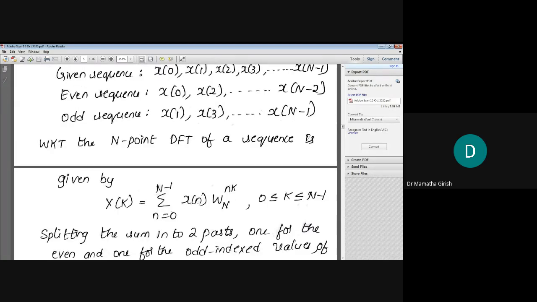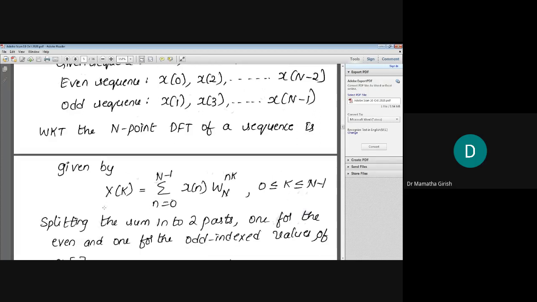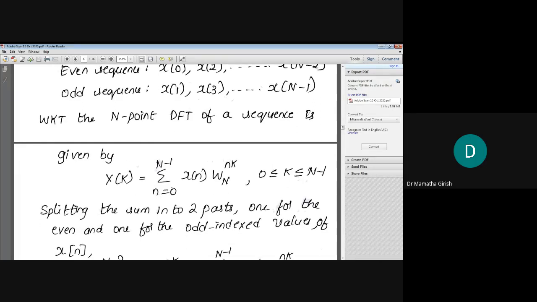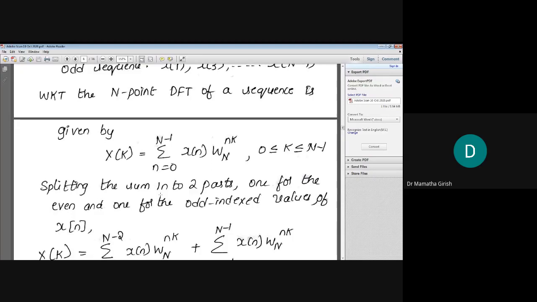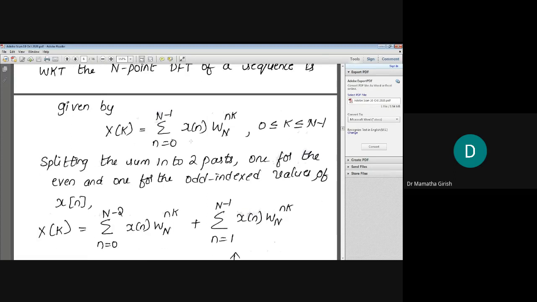So we know that given a time domain sequence x of n, we translate it into its equivalent frequency samples by using the generalized definition of DFT as given by this equation. Since my intention is to split the time domain sequence into two counterparts, one for even and the other for odd, accordingly the above equation representing the frequency samples is written as X of k.